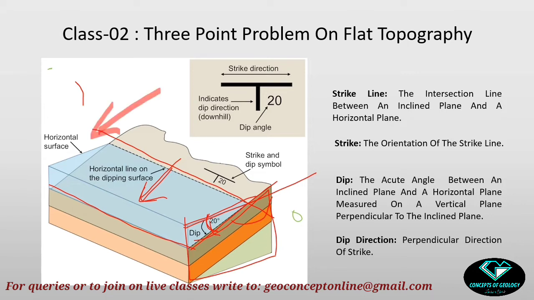So this will be the dip direction, and the dip direction will always be perpendicular to this strike direction. Okay, fine. So if my strike direction was 90 degree here, the dip direction will be 90 degree plus 90 degree, that means 180 degree. 180 degree means due south.